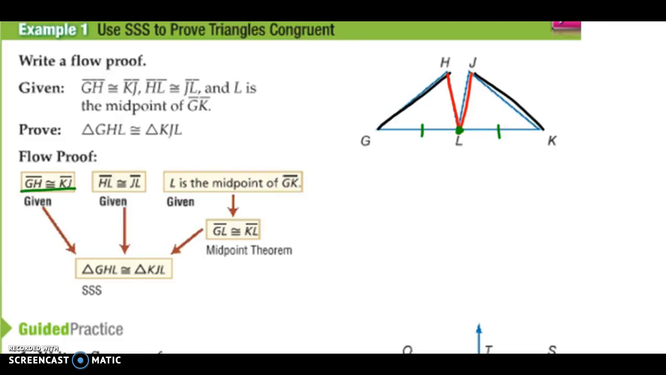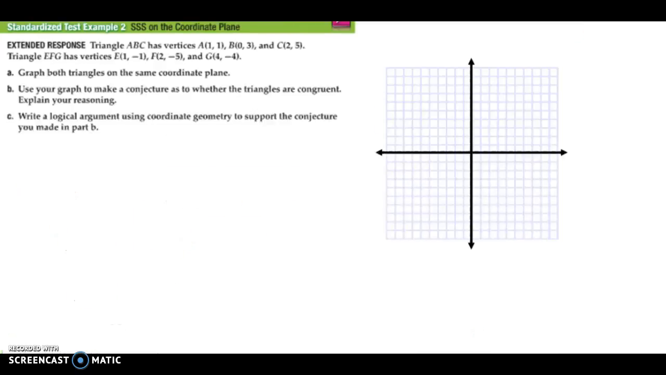Well, given that GH is congruent to KL, or KJ, we already looked at that. HL is congruent to JL, good. L is the midpoint. That means what we just said, the tick marks, that GL is congruent to KL, according to the midpoint formula. Well, if all three sides are congruent, then the triangles have to be congruent by postulate 4.4, or you can denote this, it's super easy to use SSS, which stands for side, side, side postulate.